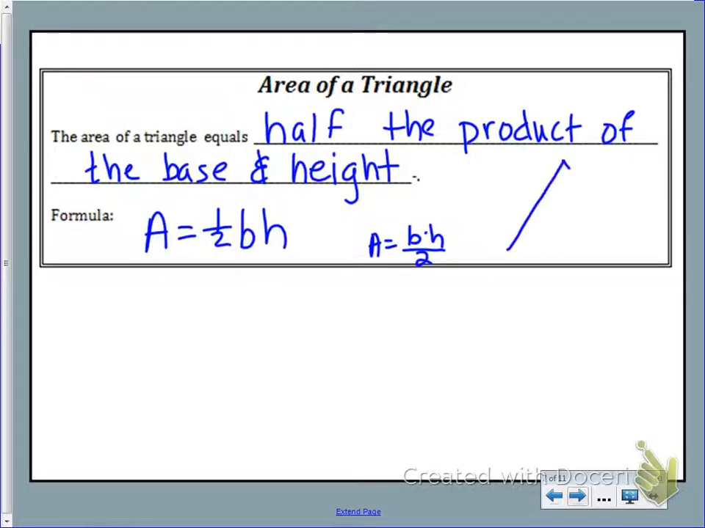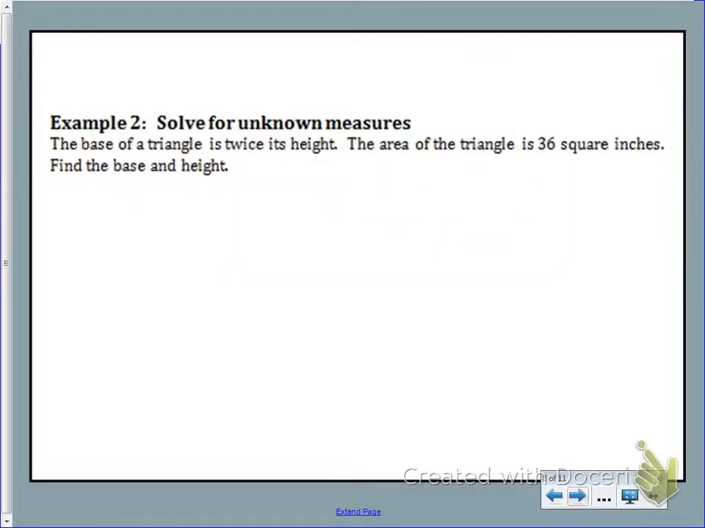Keep in mind we're dealing with a triangle. Could be acute, could be isosceles, could be a right triangle. It doesn't matter. The big deal is that the base is going to be one of the side lengths, and then the height has to make a perpendicular with the base. So we would do 1/2 the base times the height for the area of a triangle.